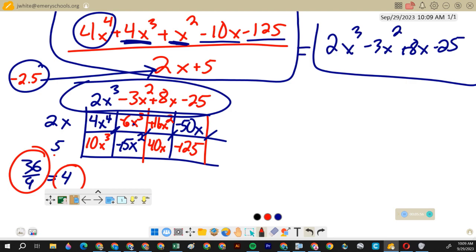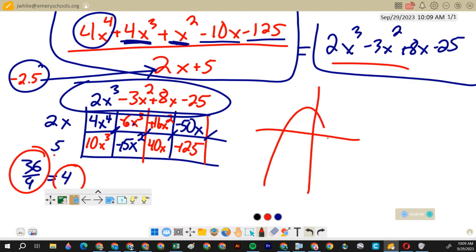So whatever this graph looks like, something like that, the only difference between this expression and this expression, if I graphed it, is at negative 2.5, there's a gap. So it goes like this, there's a gap, and then it keeps going. We call that a hole in the graph.